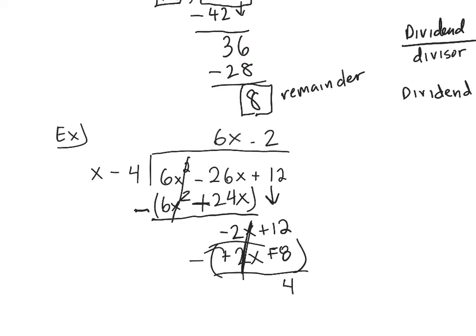Now, this constant is considered to be degree 0. Any term that has no variable is considered degree 0. And this is degree 1. So the expression that we have left over here is a degree less than what we're dividing by, x minus 4, so this becomes the remainder.